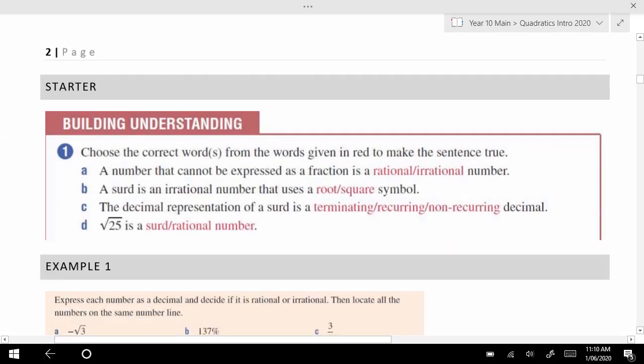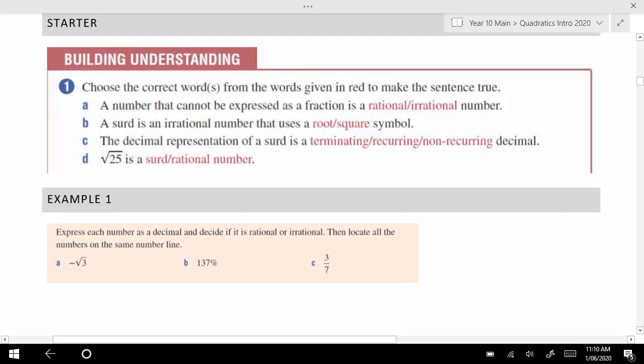Now let's quickly answer some of these questions. A number that can be expressed as a fraction is a rational or irrational number? Well, fractions are rational numbers, and they form part of the real number system. The irrational ones are these surds, square roots and pi. A surd is an irrational number that uses the root symbol, and we're looking at simplifying some of those today. The decimal representation of a surd is terminating, recurring, or non-recurring? Well, it certainly doesn't terminate. It's a non-recurring decimal.